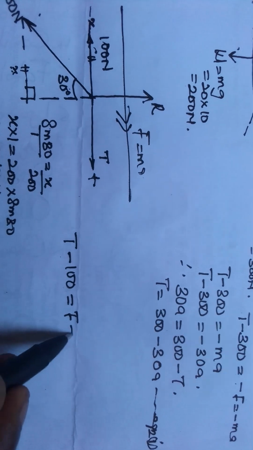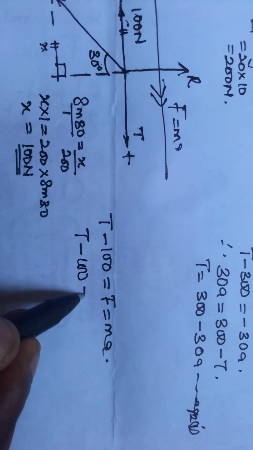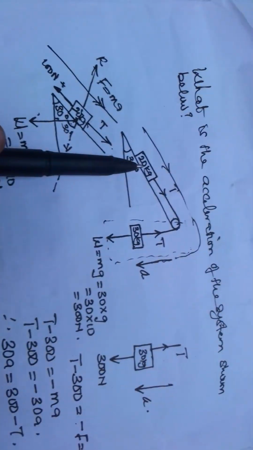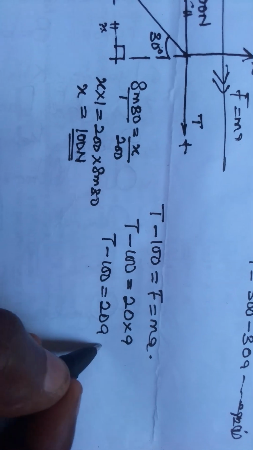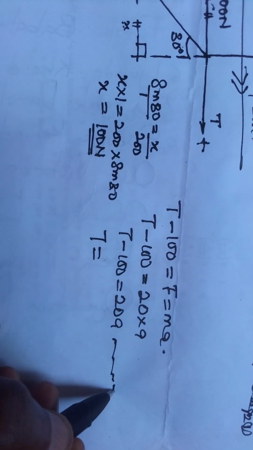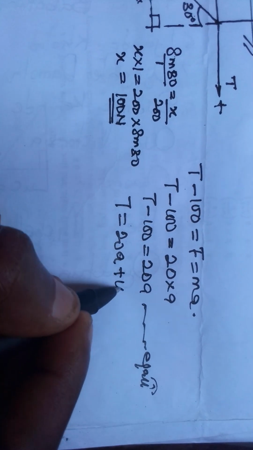To write a balance equation for the system, I can say T minus 100 equals my force, which equals MA. So T minus 100 equals the mass of the system, which is 20 here, times A. So T minus 100 equals 20A. This is my equation 2, so T now equals 20A plus 100.